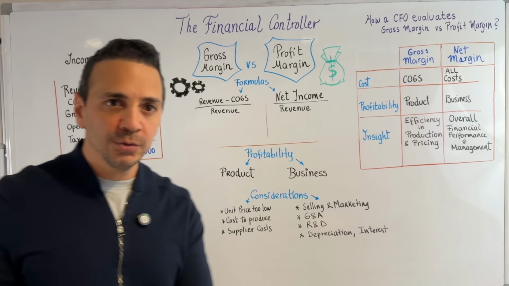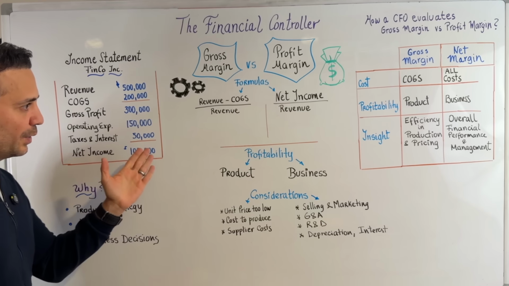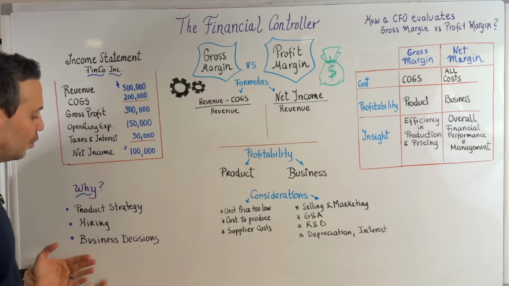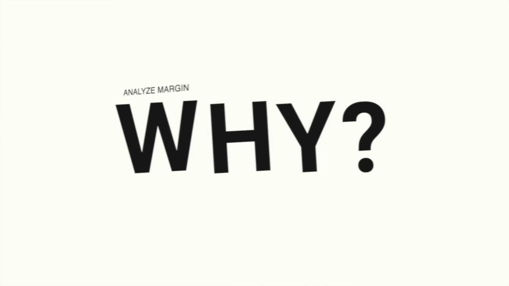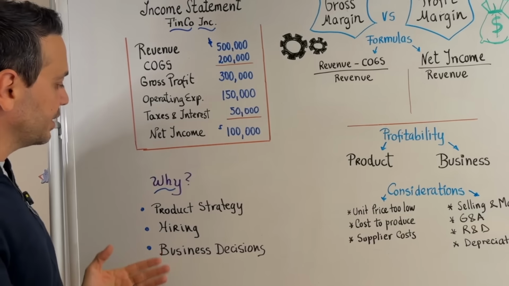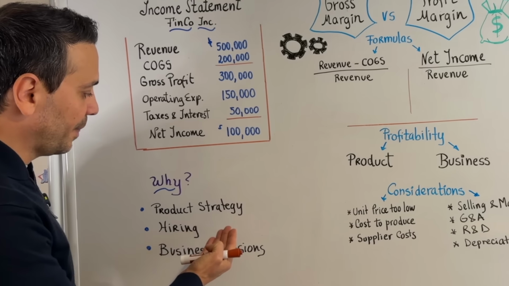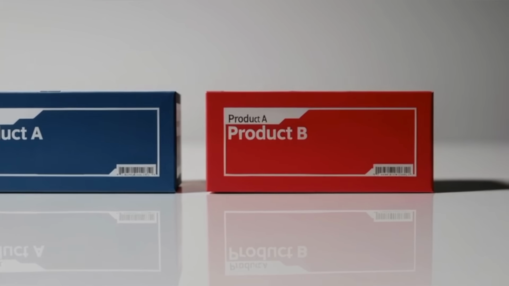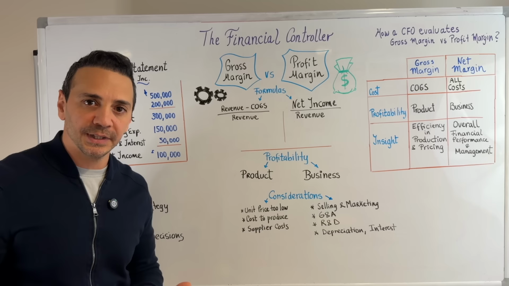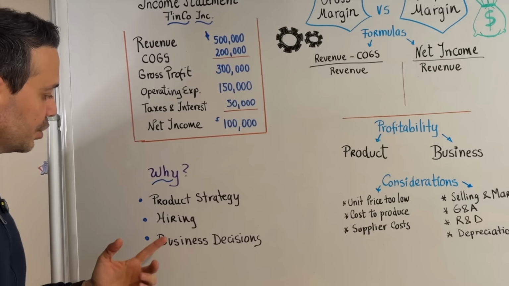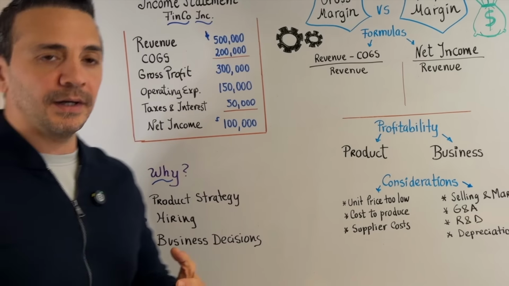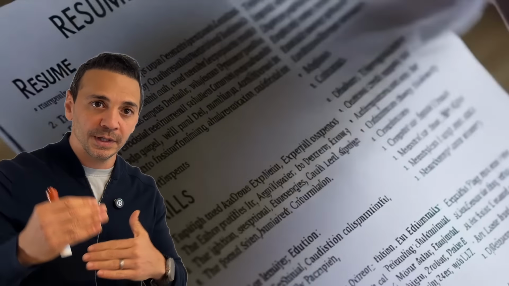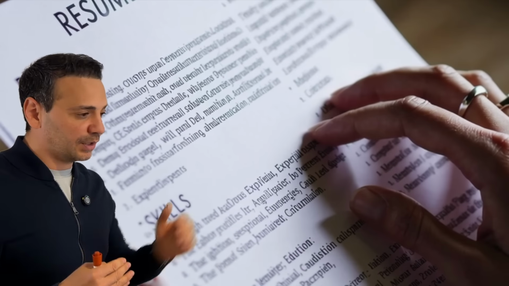So before jumping into today's topic and looking at the example that we have here, I want to talk about the why. Why do we evaluate gross margin and profit margin? The reason is this drives our product strategy. So which product do we make and sell, and how much do we sell them for, how much do we spend on producing them, and things like that. It also influences hiring. So hiring less or more is going to be dependent on our profitability.